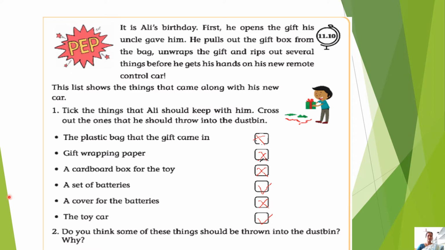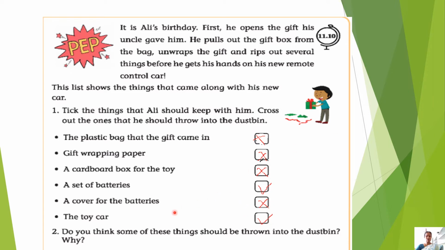dustbin. The plastic bag that the gift came in, you don't want. Yes. Gift wrapping paper also, you don't want. A cardboard box for the toy, don't want. A set of batteries, yes, he needs. A cover for the batteries, don't want. The toy car, yes, definitely he needs.